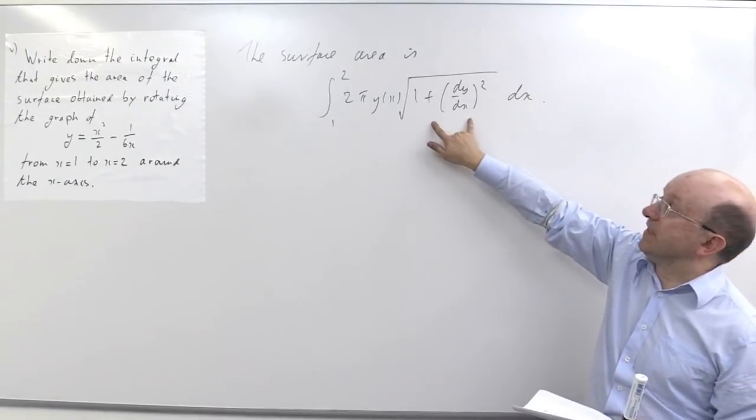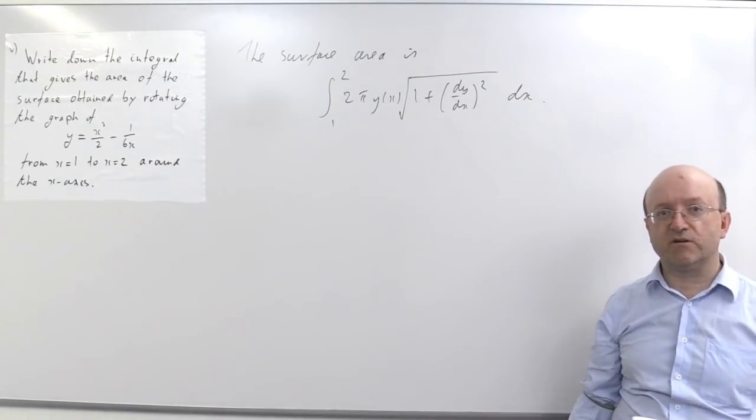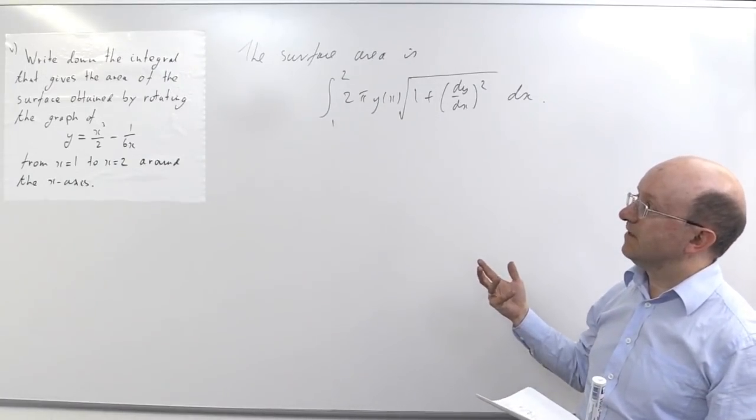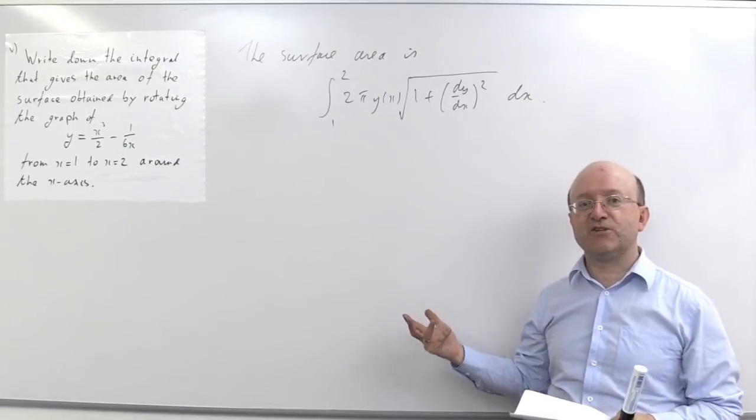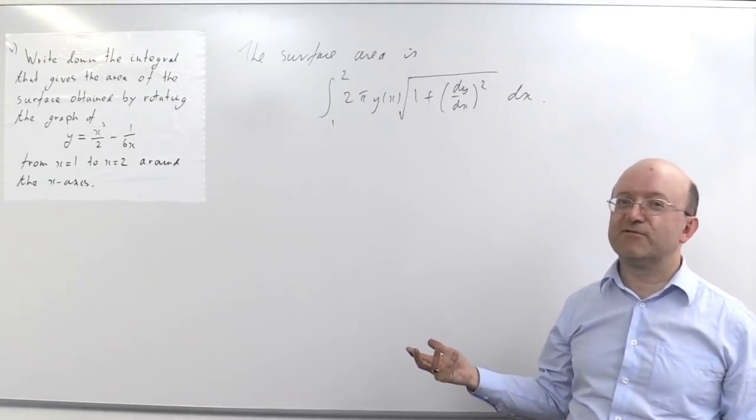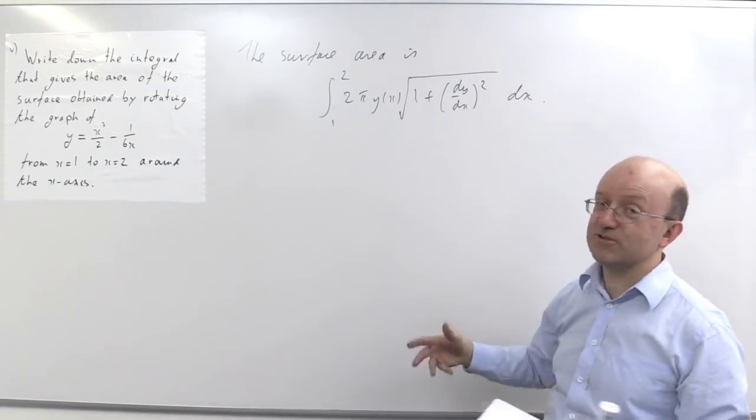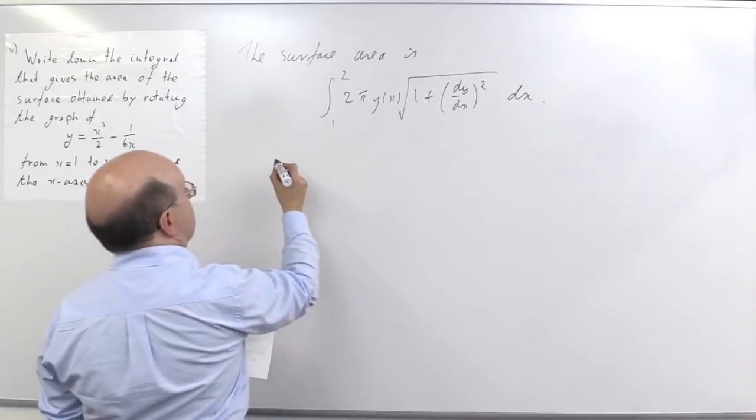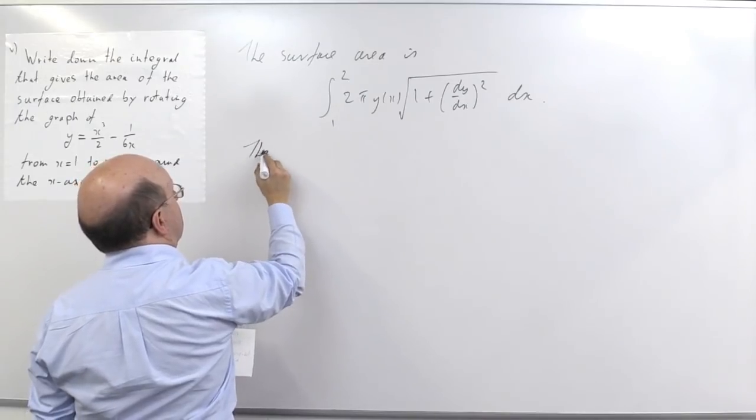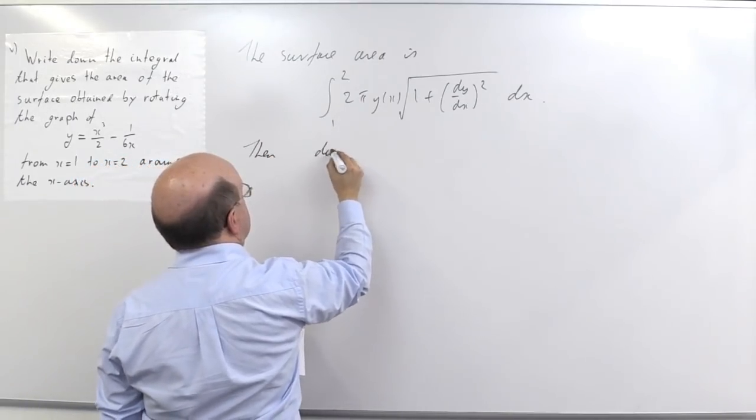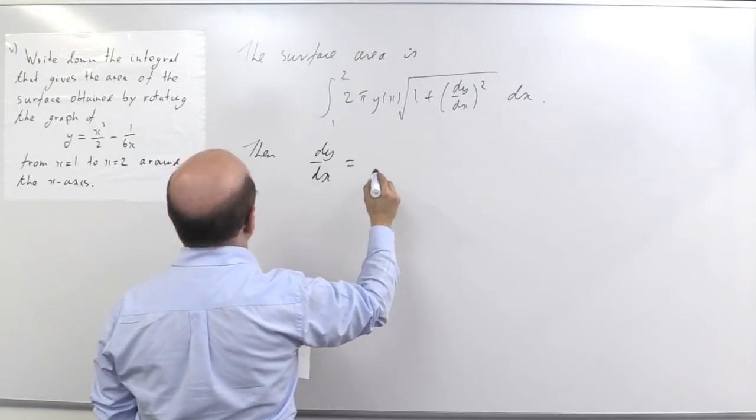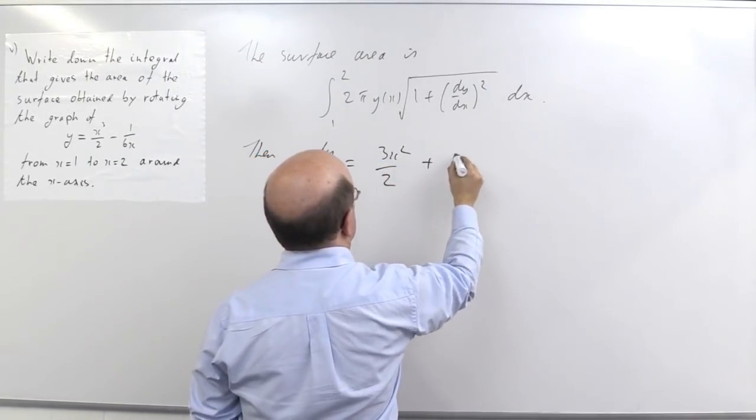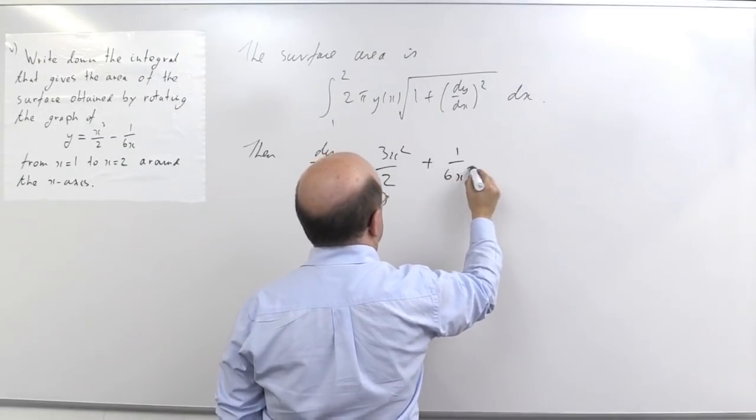So what we've got to do is find dy dx, square it and add 1. And then just write the thing down. Okay. Technically you might think, well, isn't that the answer to the question? Well, I suppose it is, but of course you wouldn't get full marks for it. We are expecting you to do a bit more than just write the formula down. Okay. So let's do this. dy dx is just going to be 3x squared upon 2 plus 1 upon 6x squared.